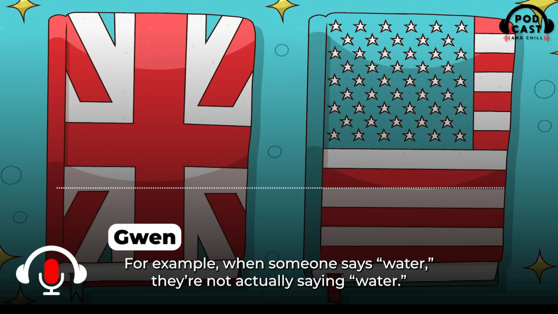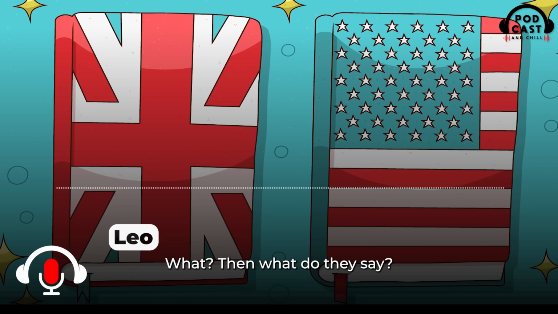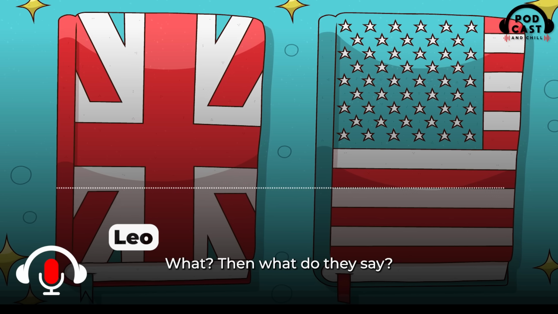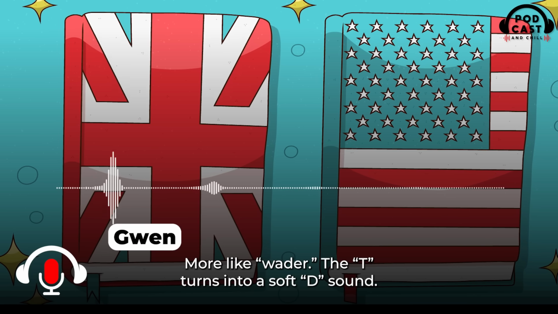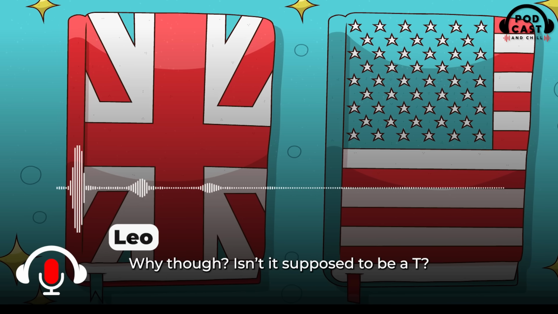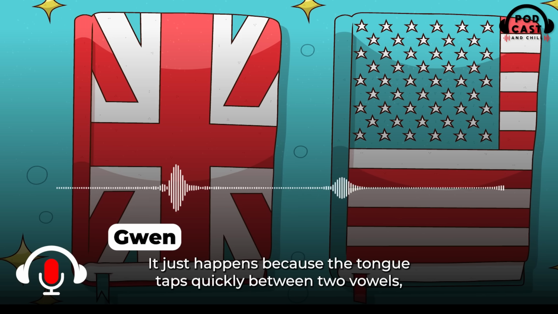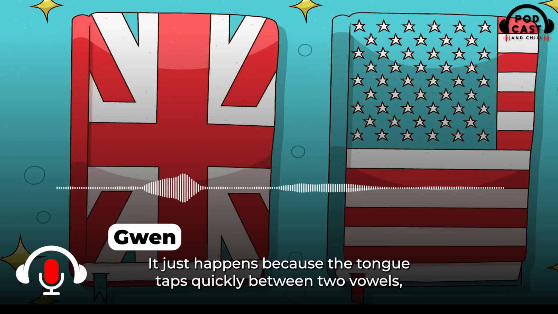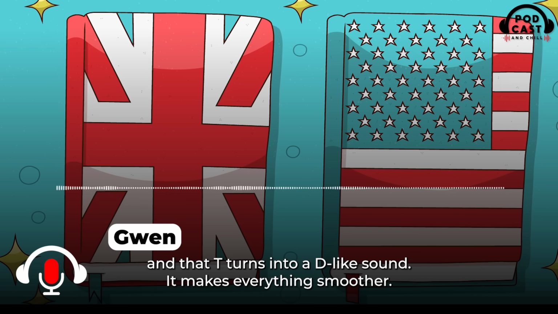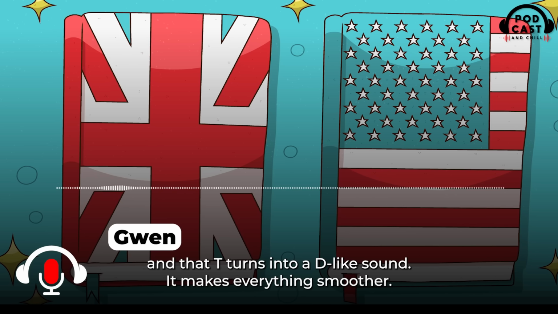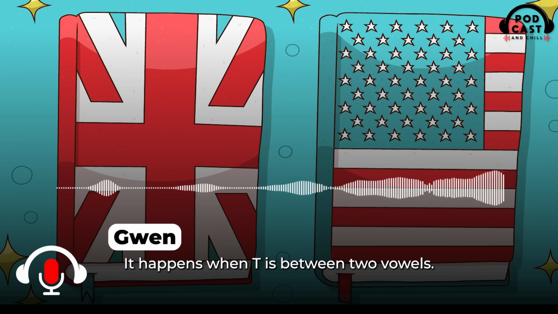For example, when someone says "water," they're not actually saying "water." What? Then what do they say? More like "wader." The T turns into a soft D sound. Why though? Isn't it supposed to be a T? It's not like they're trying to say a D. It just happens because the tongue taps quickly between two vowels, and that T turns into a D-like sound. It makes everything smoother. And when does it happen? It happens when T is between two vowels.